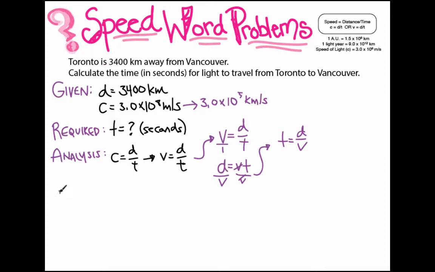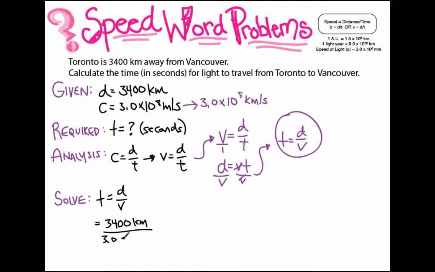The next thing you're going to do is solve. You're going to sub in the values into the equation that you have gotten. So T is equal to D over V, and that would then equal 3,400 kilometers over 3.0 times 10 to the power of 5 kilometers per second. Note how I used the kilometers per second version as opposed to the meters per second, because I want to be able to cross out those units.